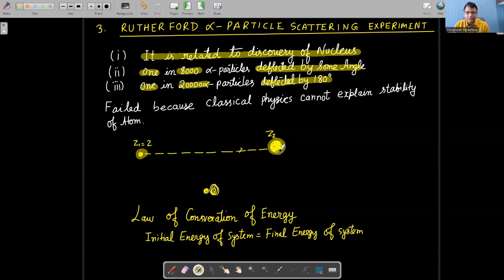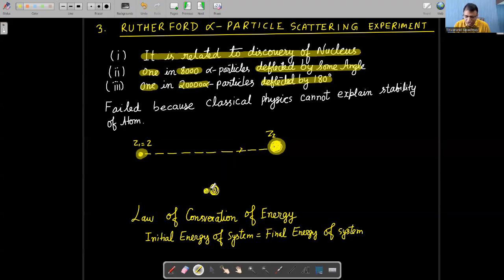Initially, the alpha particle and the thin metal foil are at a large distance, because of that the total energy of the system is only the kinetic energy of the alpha particle, because the thin metal foil is stationary. If the metal foil is stationary, there is no kinetic energy. So initially there is only the kinetic energy of the alpha particle. When the alpha particle is coming towards the metal foil, due to repulsion between the nucleus of the atom and the alpha particle, it is going to decelerate, and finally it will stop.